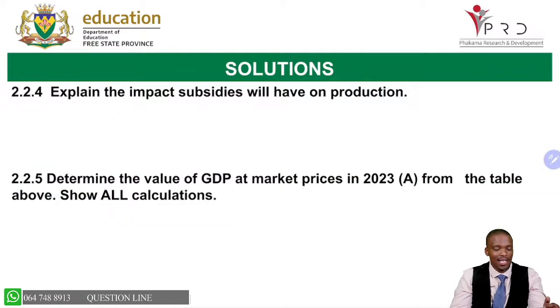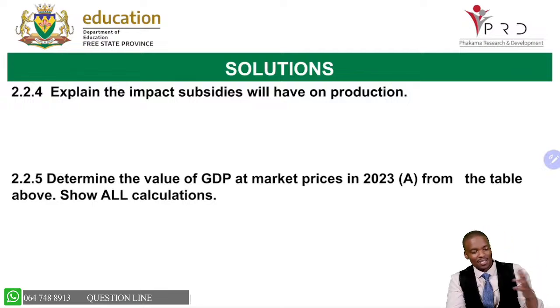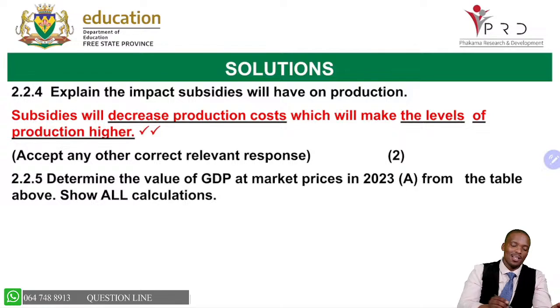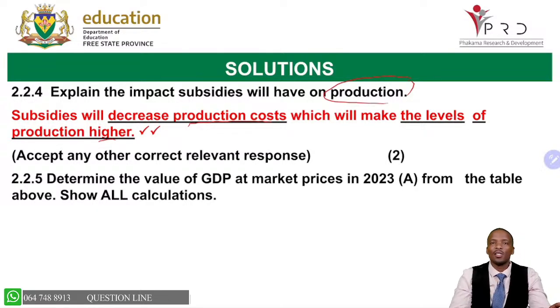The other one says, explain the impact subsidies will have on production. What are subsidies and what impact will they have? Subsidies decrease the cost of production, which makes the level of production higher. Be careful here, grade 12s. We are not asking you about subsidies on products, but we are asking you about subsidies on production.